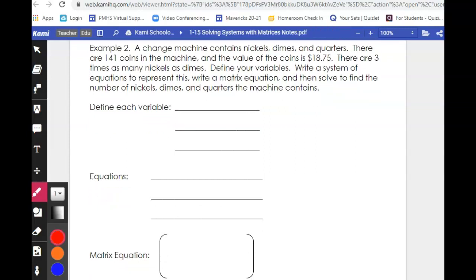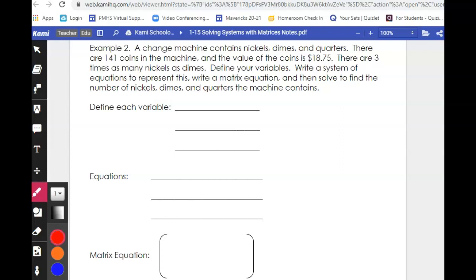So in example 2, it says a change machine contains nickels, dimes, and quarters. There are 141 coins in the machine, and the value of the coins is $18.75. There are 3 times as many nickels as dimes. Define your variables, write a system of equations to represent this, write a matrix equation, and then solve to find the number of nickels, dimes, and quarters the machine contains.